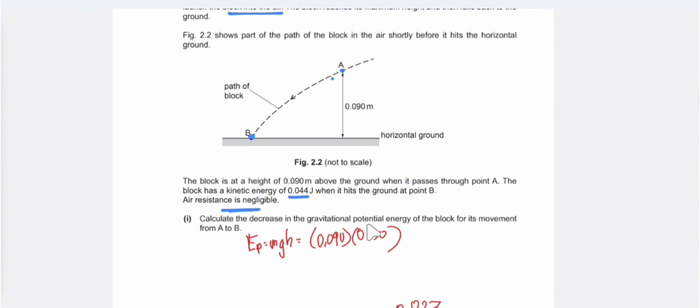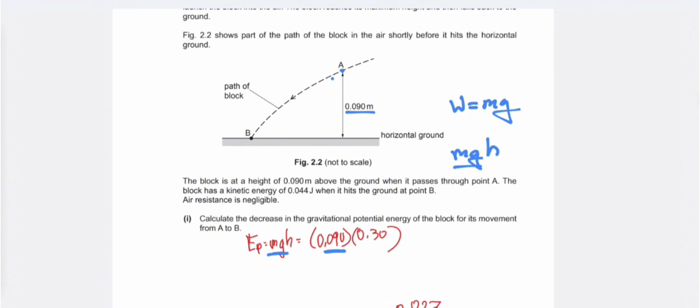Calculate the decrease in gravitational potential energy of the block for its movement from A to B. So what is the decrease in gravitational potential energy? For the block, we know that gravitational potential energy is equal to mass times gravitational field strength times vertical height. We know the value of vertical height, that is 0.090 meter. And what is mass times gravitational field strength? You have to remember that mass times gravitational field strength is also weight. That is, weight is equal to mass times gravitational field strength.